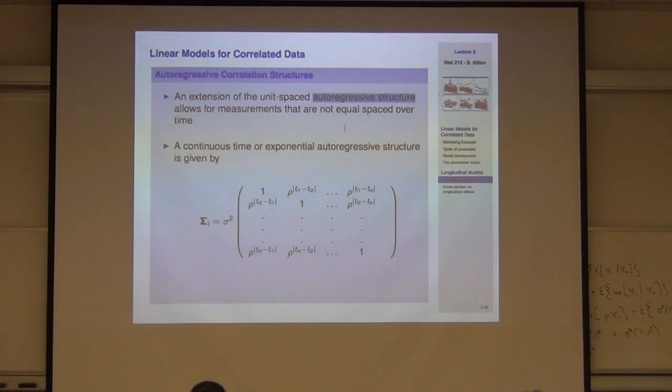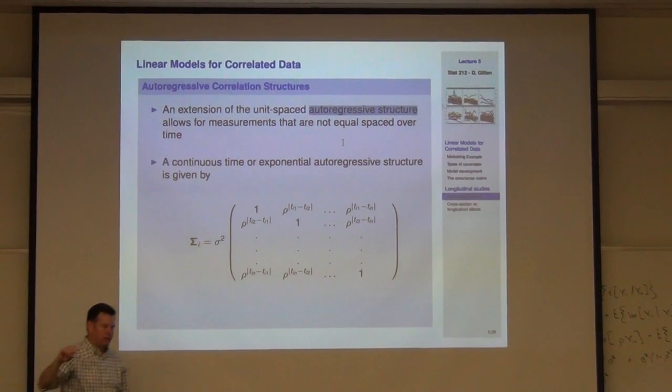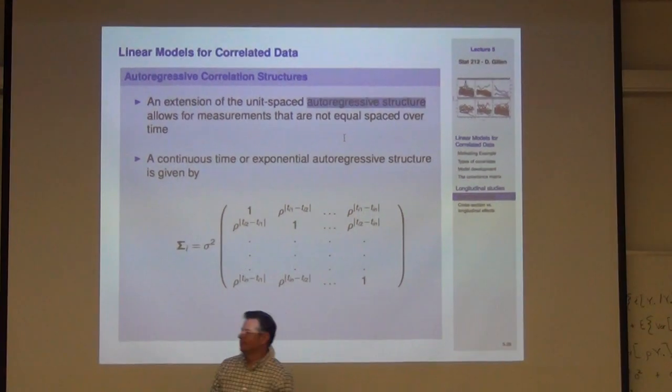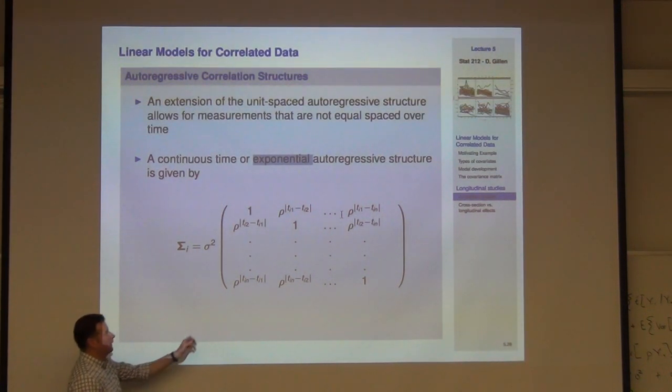Well, what happens if you're in the case like the FEV data where not every kid wants to go to the doctor's office on their birthday? Right? So that's not usually going to happen. There's going to be variation in when you measure the FEV on those children as they're marching through time. So in that case, we can think about a continuous time autoregressive process. Oftentimes we will call this an exponential autoregressive process. Again, I'll tell you why that comes about.